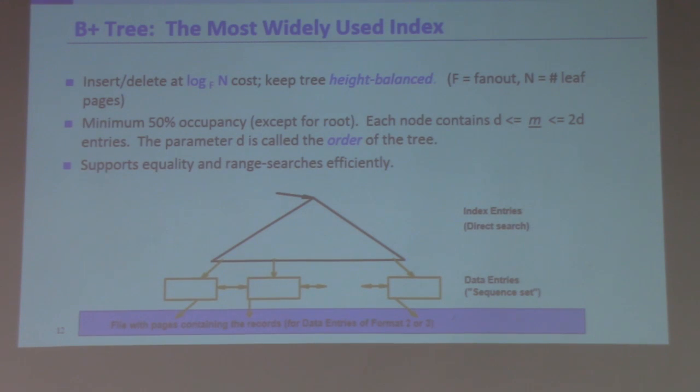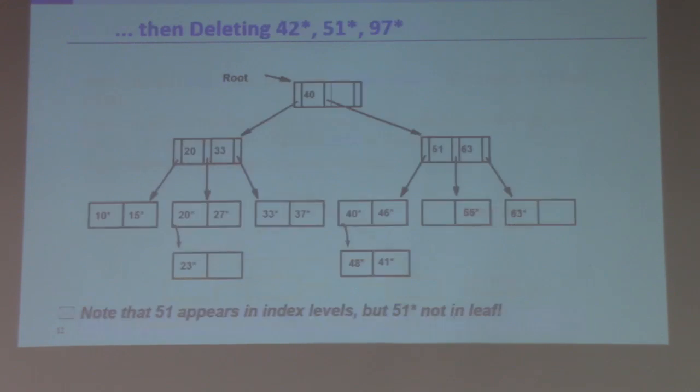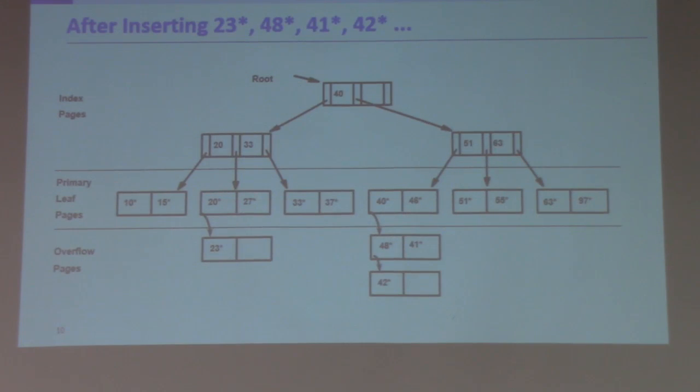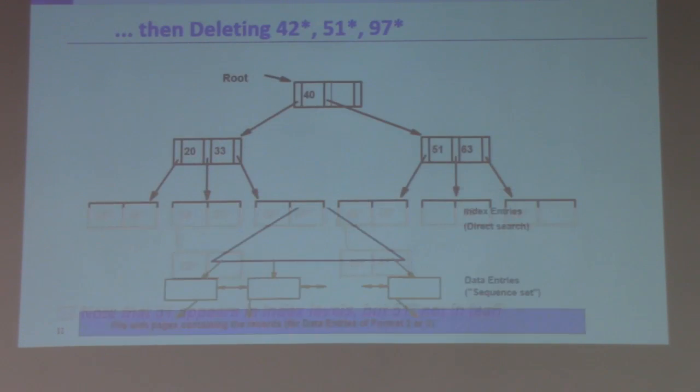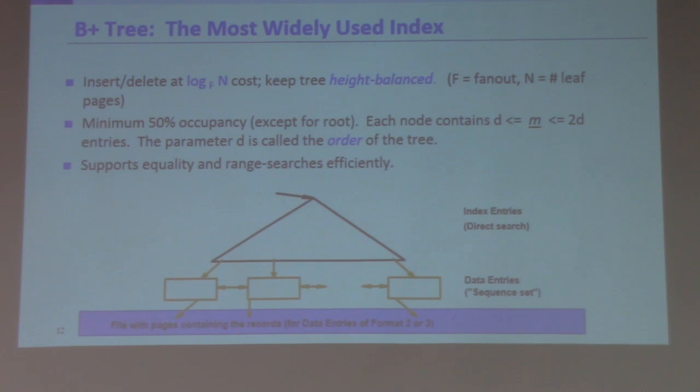Next, I'm going to introduce the B plus tree. By the way, the structure we talked about is called ISAM. It's essentially a static version of B plus tree. Next, I'm going to talk about the dynamic version of B plus tree that gets rid of these expensive overflow chains by reorganizing the tree dynamically over time. So here is the detail.